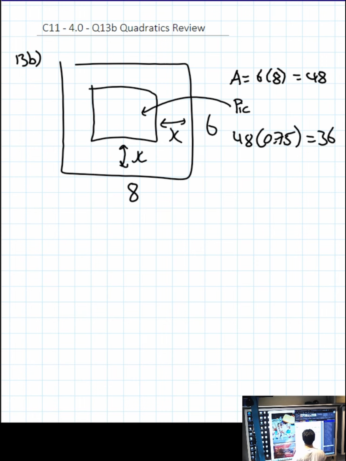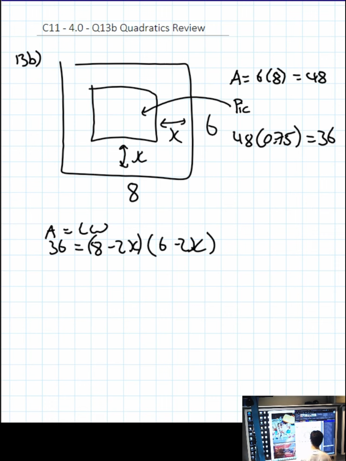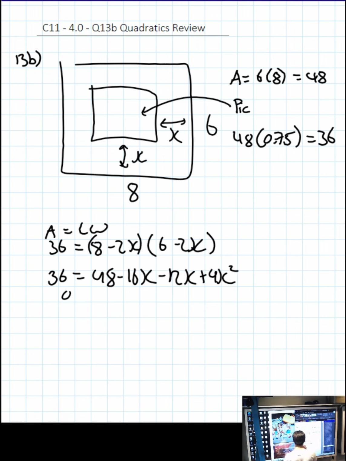So now back to the left on the margin, we can say A equals LW. And we can substitute 36 equals, so the length of the picture is 8 minus 2x and 6 minus 2x in brackets. Good, so we can FOIL it out. 36 equals 48 minus 16x minus 12x plus 4x squared. So we'll get it equal to 0 and rearrange the order of the terms. 0 equals 4x squared minus 28x.